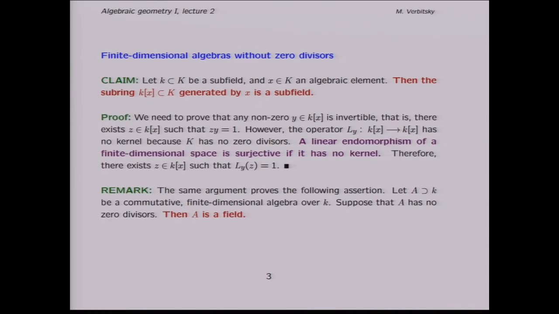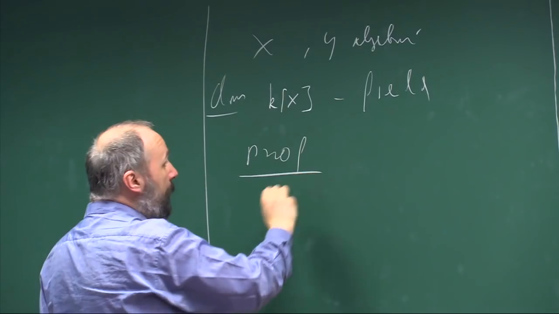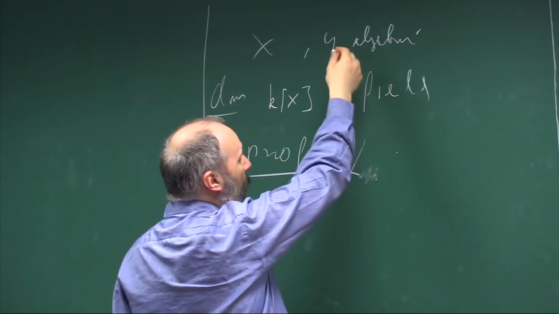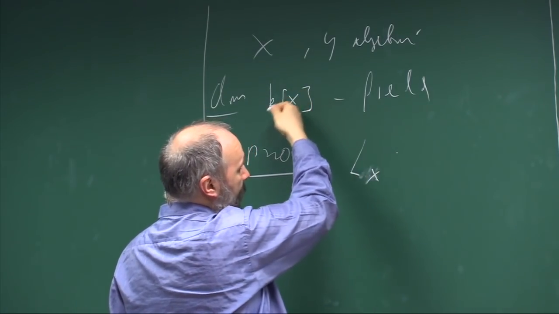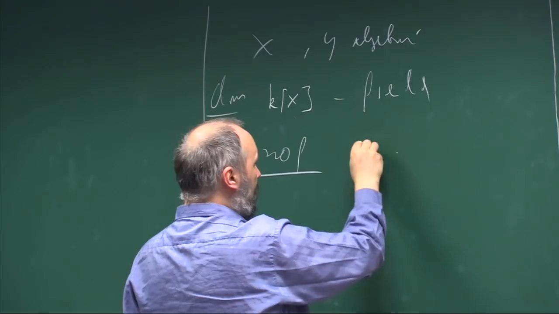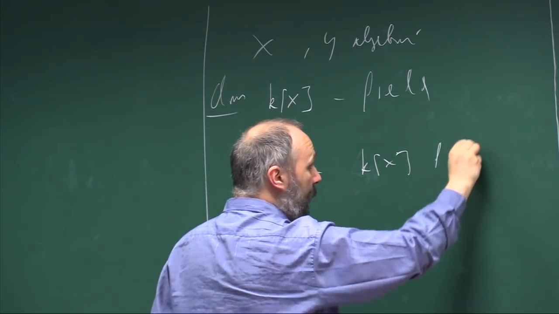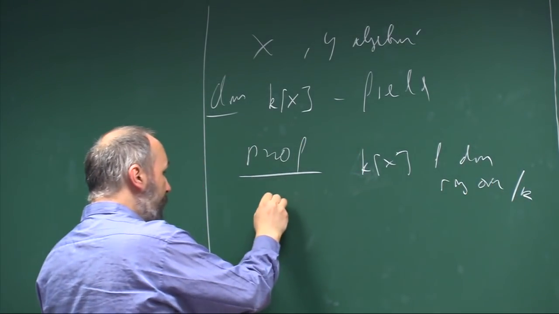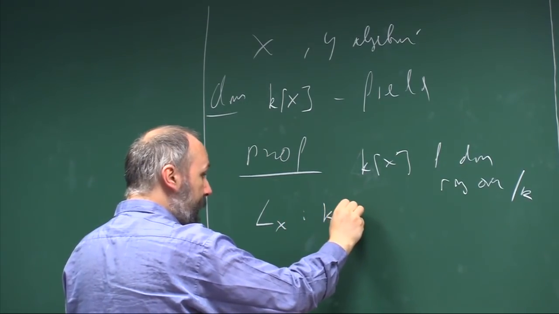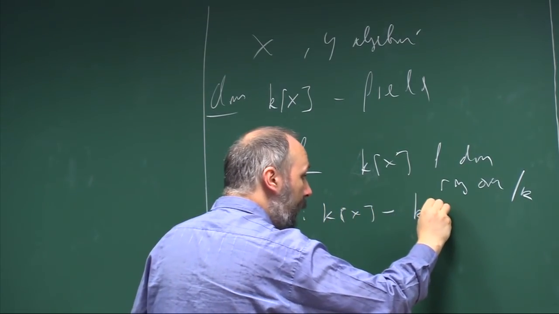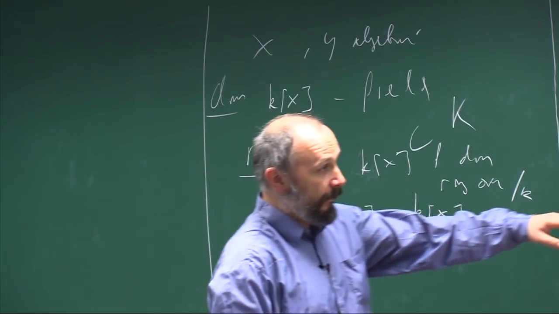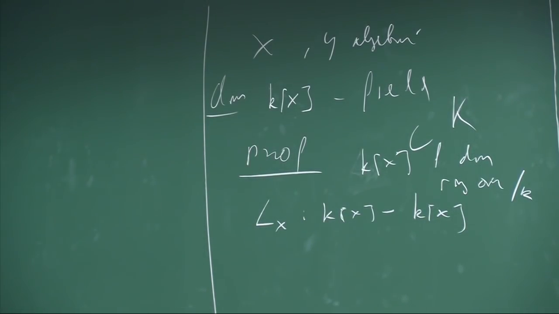For any algebraic x, k of x is a field. It's not hard to prove, but this is really important. You have multiplication by x, or by anything, y, whatever, on k of x, which is a finite dimensional algebra, a ring over k. You have multiplication by x from k of x to itself. And this is finite dimensional, but it belongs to a big field, because all the numbers we take are from some bigger field.